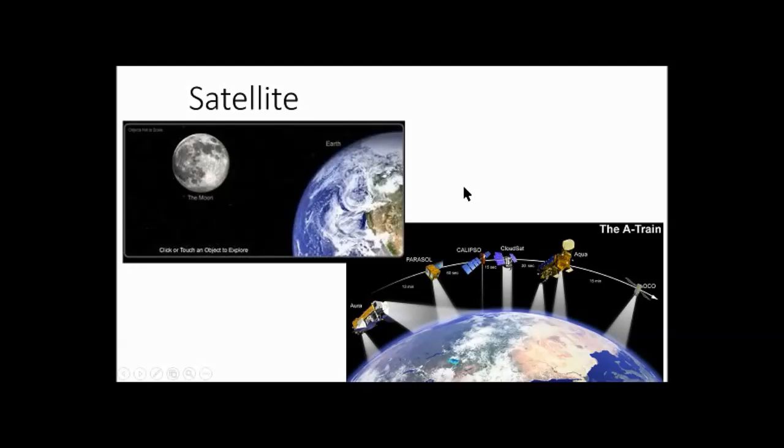Satellites are anything that orbits a planet. So there's natural satellites, like the moon, and then there's also man-made satellites that we've made and sent up into space. These satellites we use for GPS and cell phones and all kinds of stuff like that.